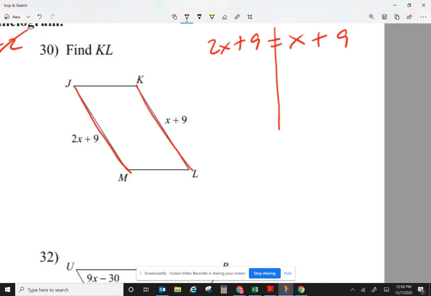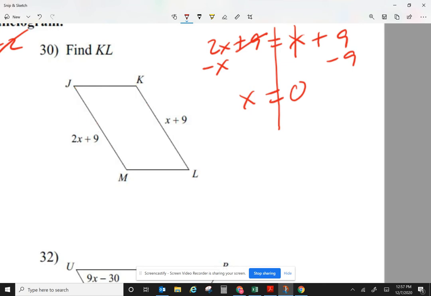I see x's on both sides, so let me move the smallest x. So this plus 9, let me move it over. Don't forget to switch the side. On the left side, I have 1x equals 9 minus 9 is 0. Don't be afraid of using the number 0. All right, x equals 0.